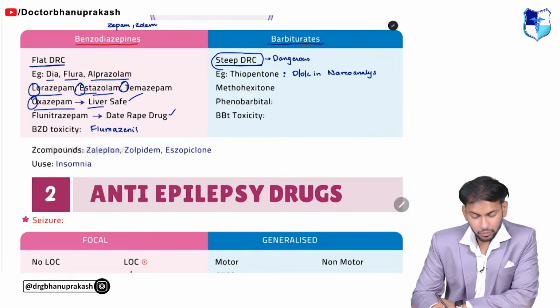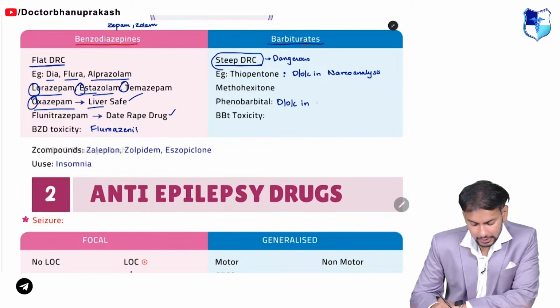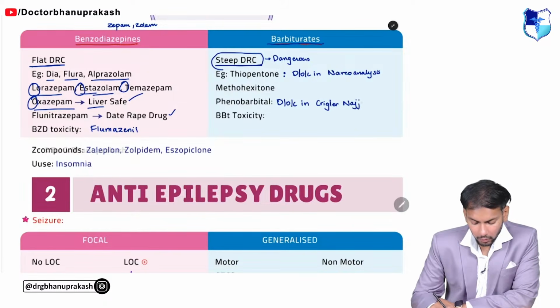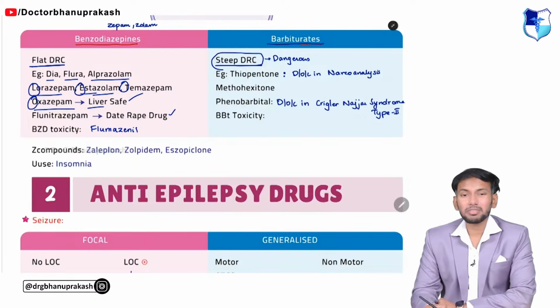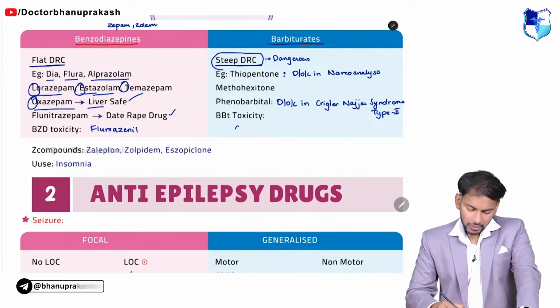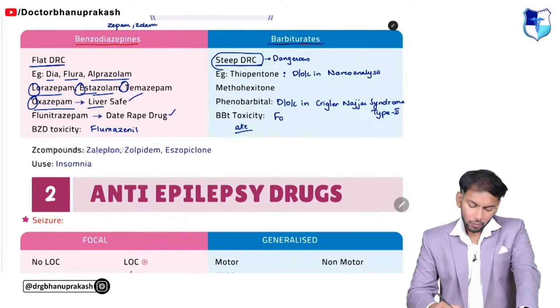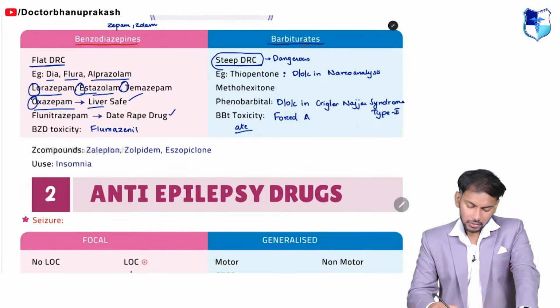Now, coming back to phenobarbital. Phenobarbital is also the drug of choice in Crigler-Najjar type 2 syndrome. Why is this syndrome happening? Because there are decreased enzymes. Barbiturates are enzyme inducers. So, if there is barbiturate toxicity, what would you do? It is given in the name barbiturate. A means acid. I told you. So, in acids, you have to give forced alkaline diuresis.